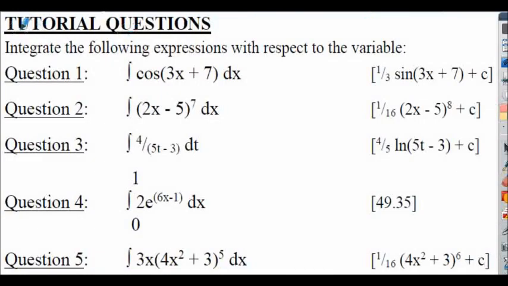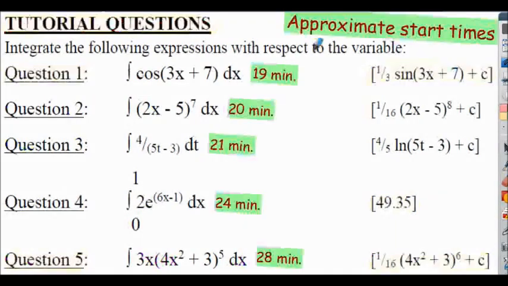Just for your further reference, here are the tutorial questions, question 1 through to 5 on this slide. The answers to each of the questions are shown in these square brackets on the right hand side. Notice that question 4 is a definite integral, so no constant c in the solution, purely numerical answer here. And here are the approximate start times, should you want to directly review the solutions question 1 through to question 5. Again, times are generally rounded to the nearest minute.